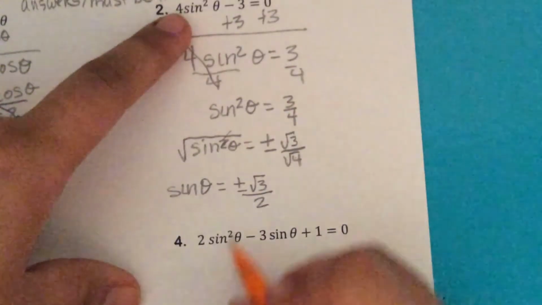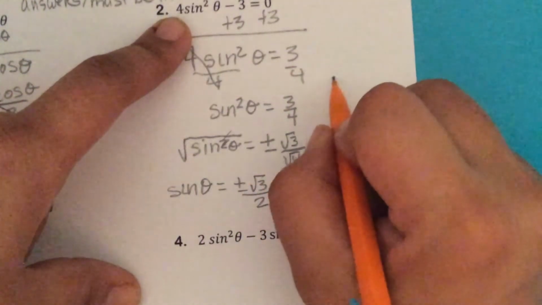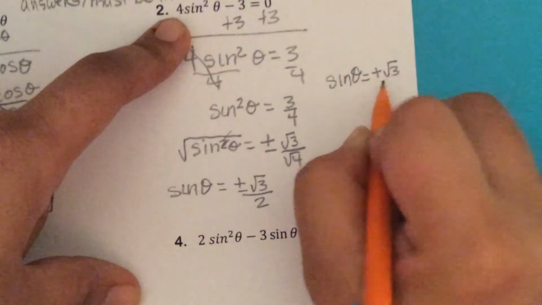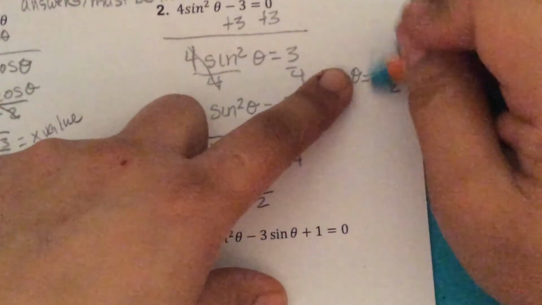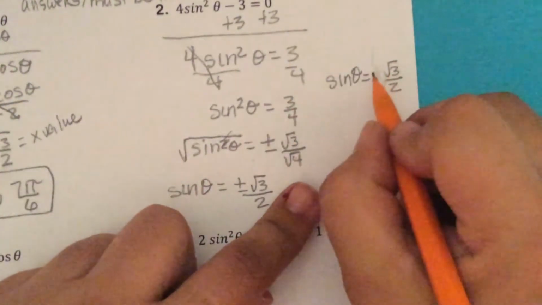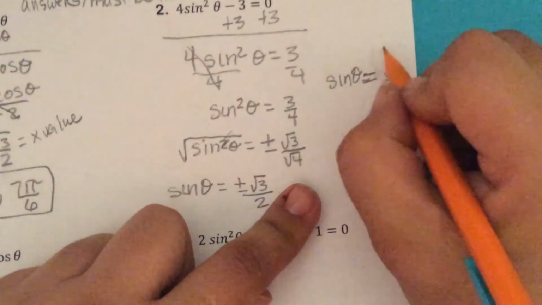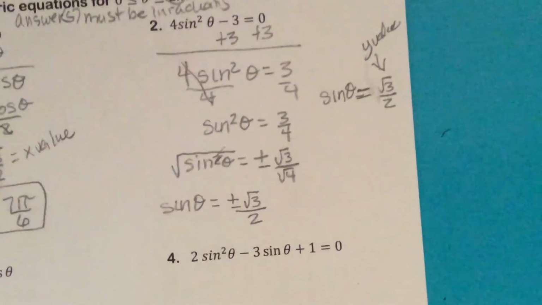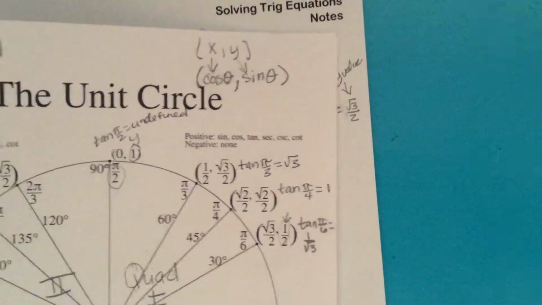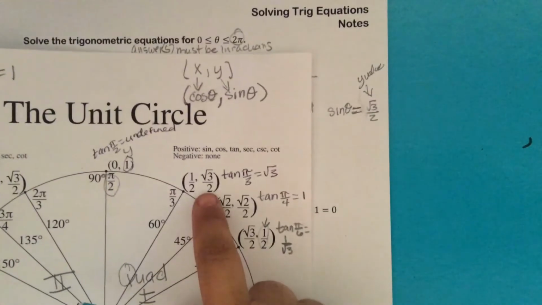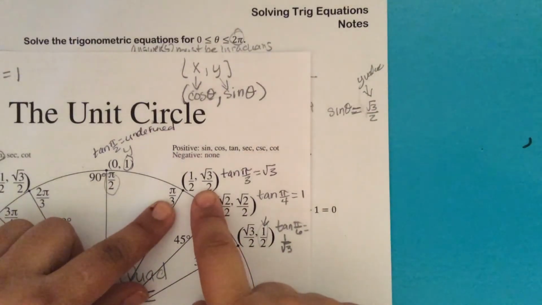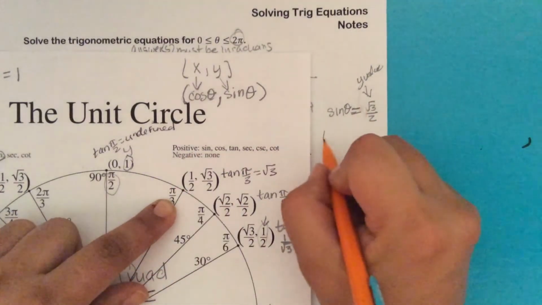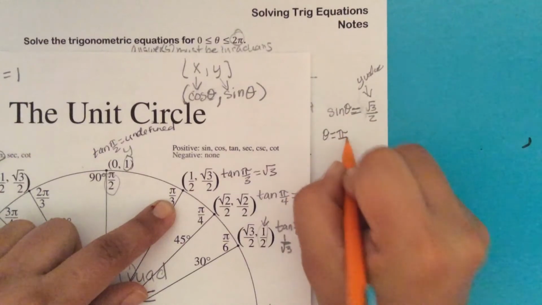So now over here, we're going to start with the positive. So when is the sine of theta positive square root of 3 over 2? Now you don't have to put the positive right there if you don't want, okay? So when is the sine? So remember, that's the y value. So then you go onto your unit circle and you find the y value where it's square root of 3 over 2. See right here? So that's pi over 3. So the sine is positive in the first quadrant, so it's going to be pi over 3. Theta is equal to pi over 3.